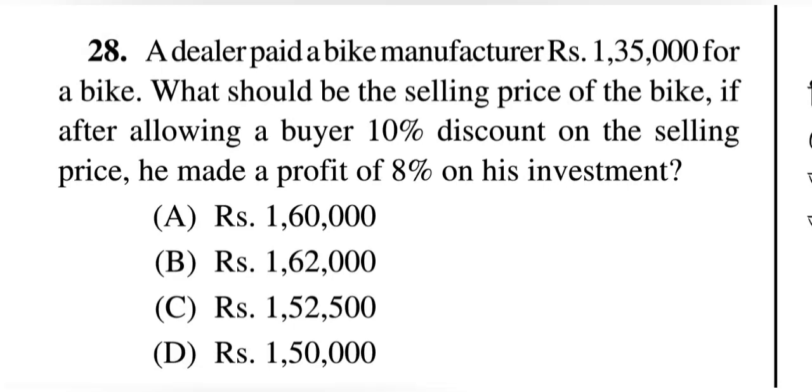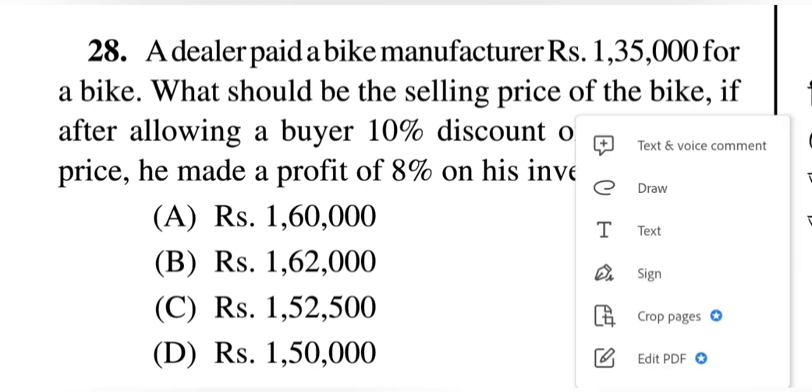Next question, 28, it says a dealer paid a bike manufacturer 1,35,000 for a bike. What should be the selling price of the bike if after allowing a buyer 10% discount on the selling price he made a profit of 8% on his investment? 1,60,000, 1,62,000, 1,52,500, 1,50,000. 28, correct answer of this question will be B, that is 1,62,000.